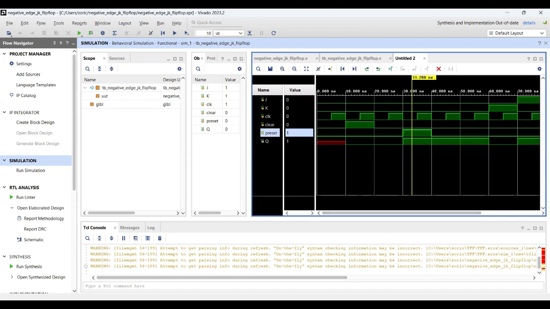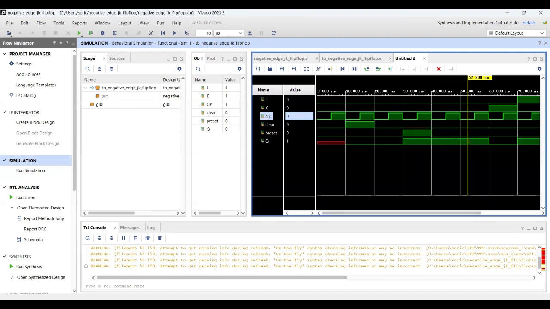Next, we test out the JKs. So we're going to do JK 00, JK 01, JK 10, and JK 11. So for that one, when J and K are both zeros, there is no change to Q. So right now, Q is 1, and JK stays at 0, 0, then Q stays at 1, and if it continues being 0, 0, it continues to be 1.